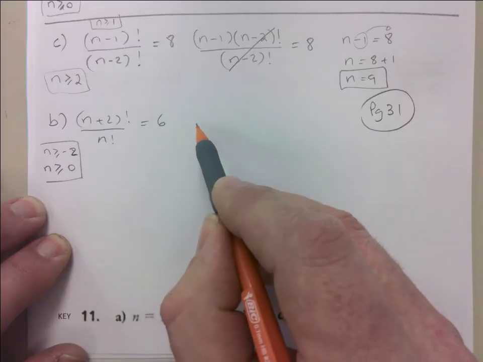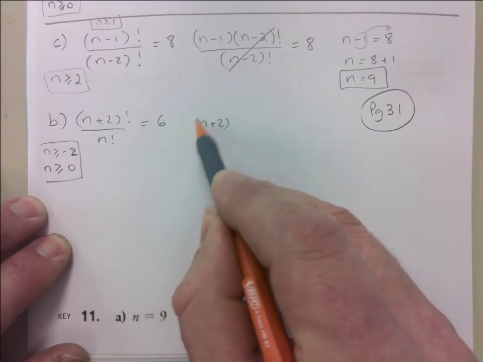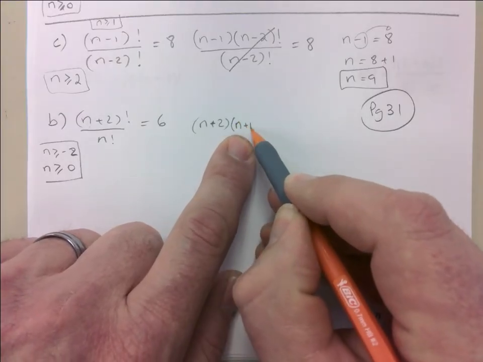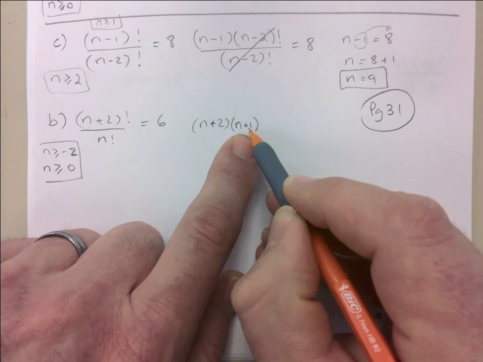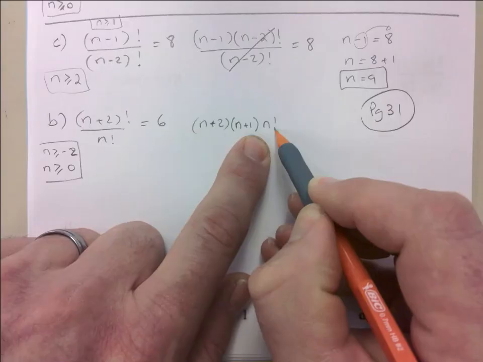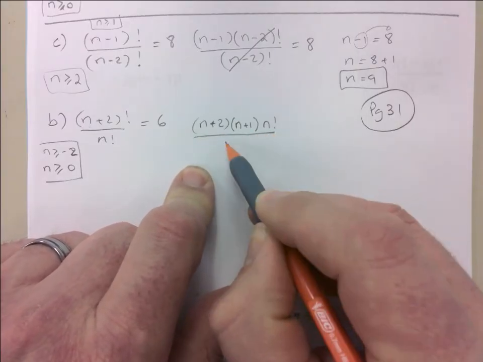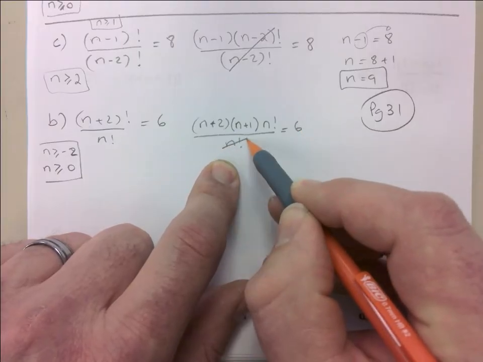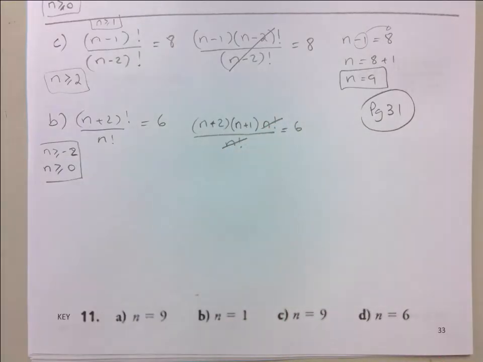I'll break this down. n plus 2. What's 1 less than n plus 2? n plus 1. What's 1 less than n plus 1? n plus 0, but I'm just going to write n, okay? Divided by n factorial is equal to 6. Yay, we get to cancel factorials, right? They're gone now. Yes?